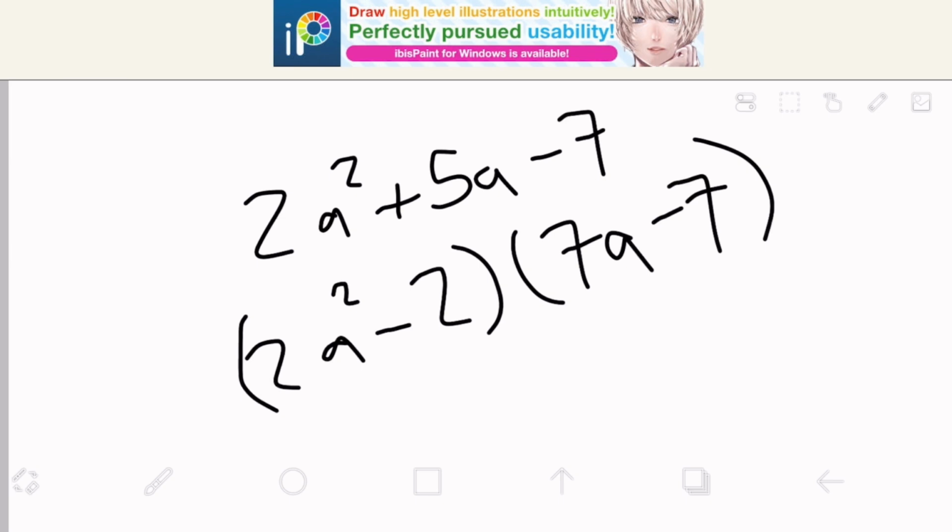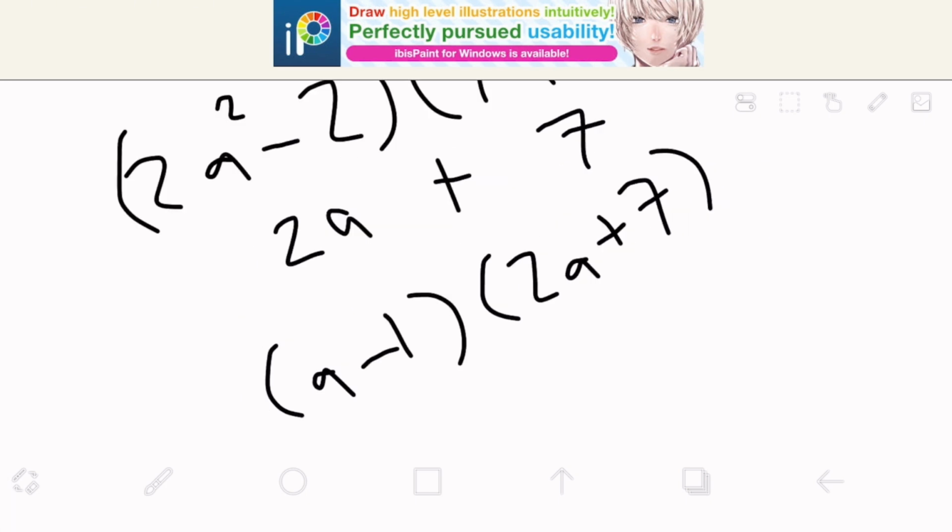2a squared plus 5a minus 7 is a relatively easy problem to solve. All you have to do is multiply 7 by 2, which gives you 14. Then you have to find what adds or subtracts to make 5, and also multiplies to make negative 14. In this case, it would be 7 and negative 2. And so we rewrite the problem in this form. And after we factor some numbers out, this is what we're left with.